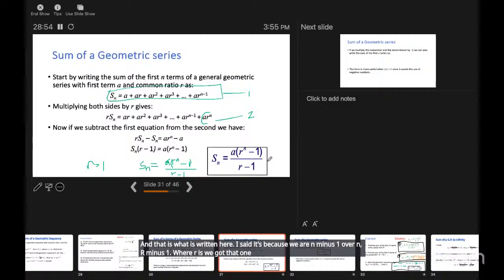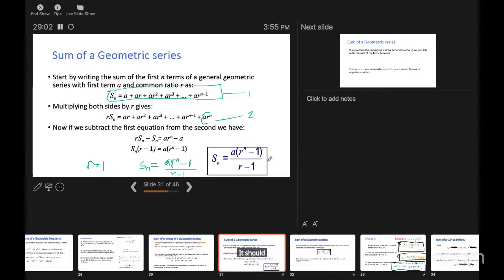What happens when R is less than 1? The reverse should be the case. It will be A times (1 minus R raised to the power n) over 1 minus R.